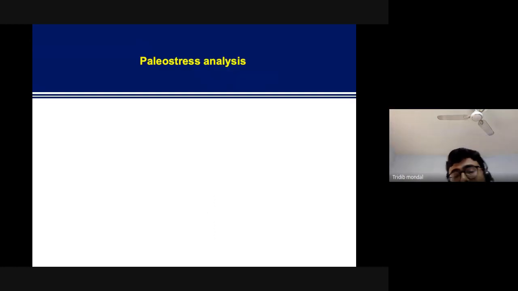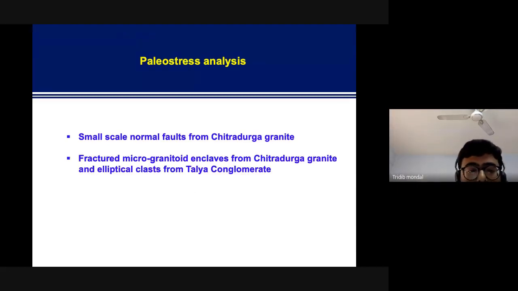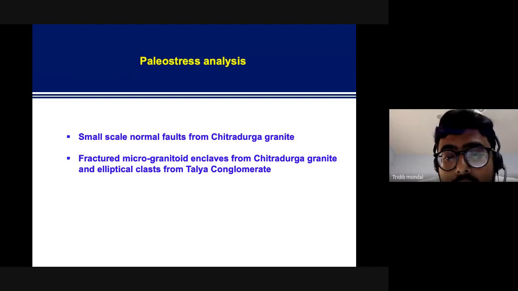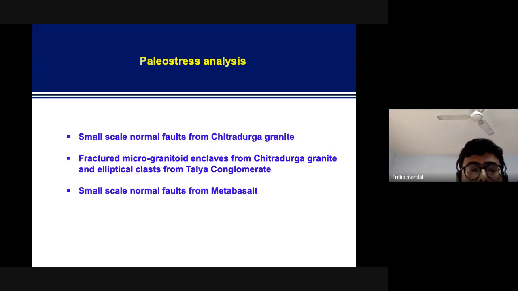Now, coming to the paleostress analysis in that region. Paleostress analysis is mainly done from the small-scale normal faults from the Chitradurga granite, from the fractured microgranitic enclaves from the Chitradurga granite, the elliptical clasts from the Thalia conglomerate, and from the small-scale normal faults recorded from the metabasalt in that region.